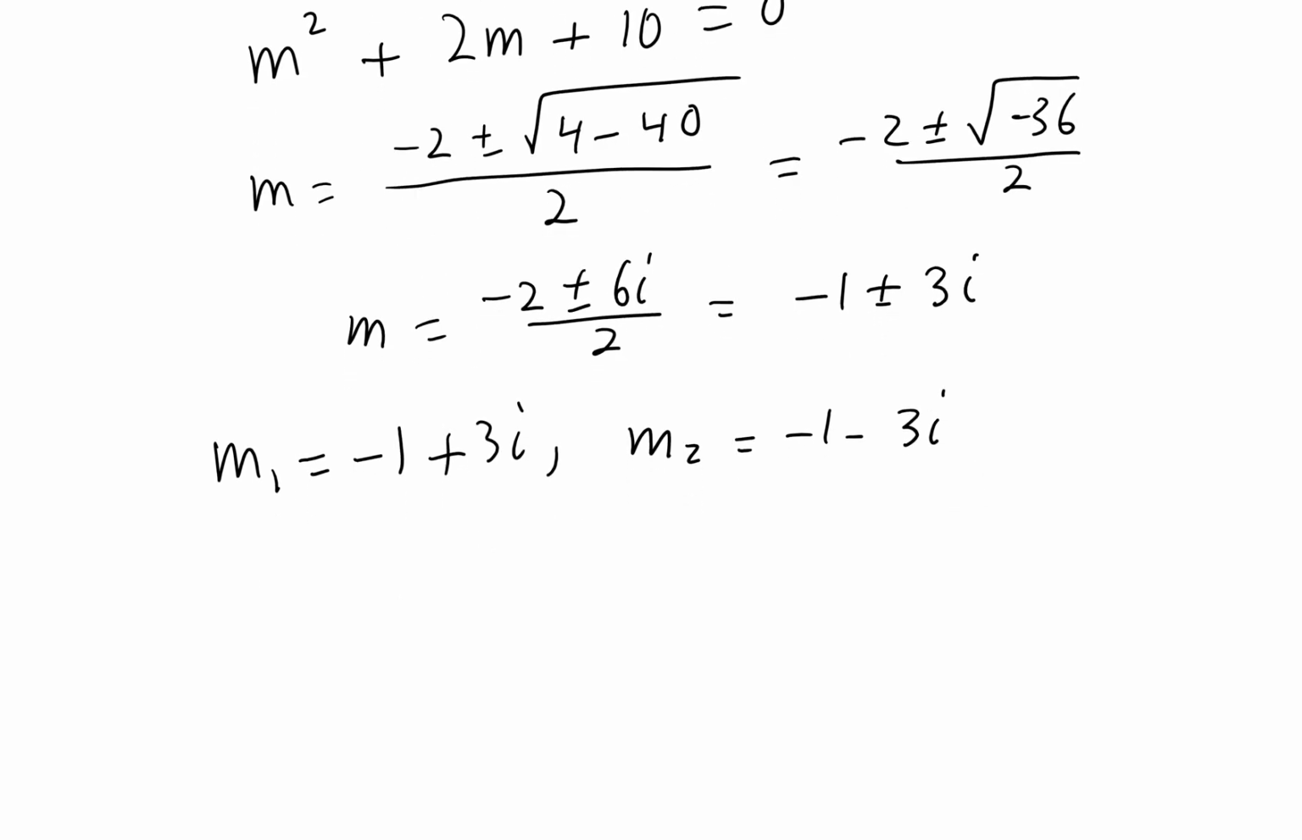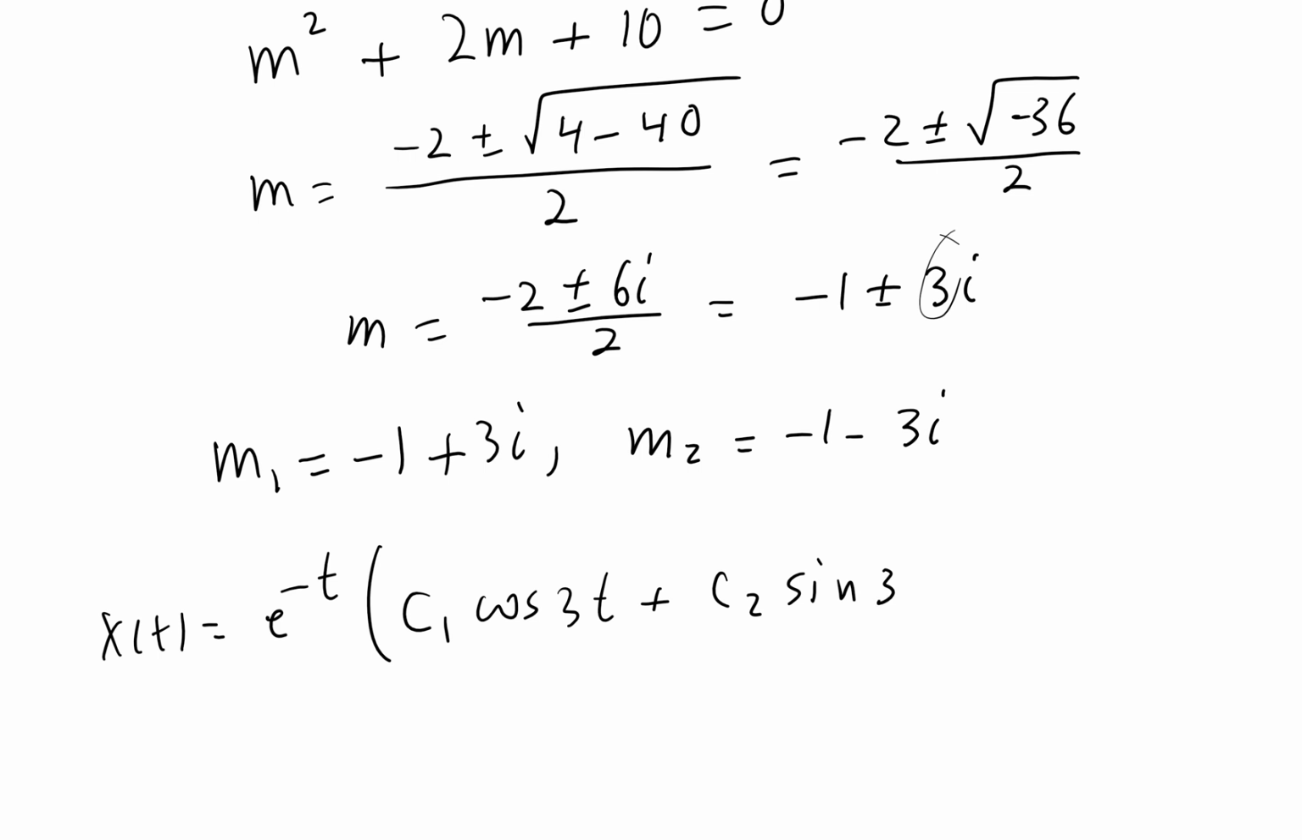So now, after we found the roots, we can find x of t. This is the third case: e to the negative lambda t, lambda is 1, let's say, t times c1 cosine. If you look at the formula, the square root of omega square minus lambda square, that's 3, because everything went down to 3. So 3t plus c2 sine 3t.